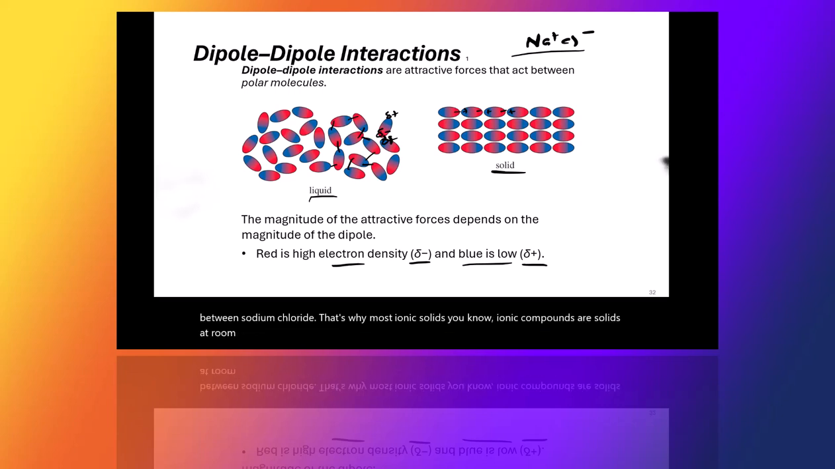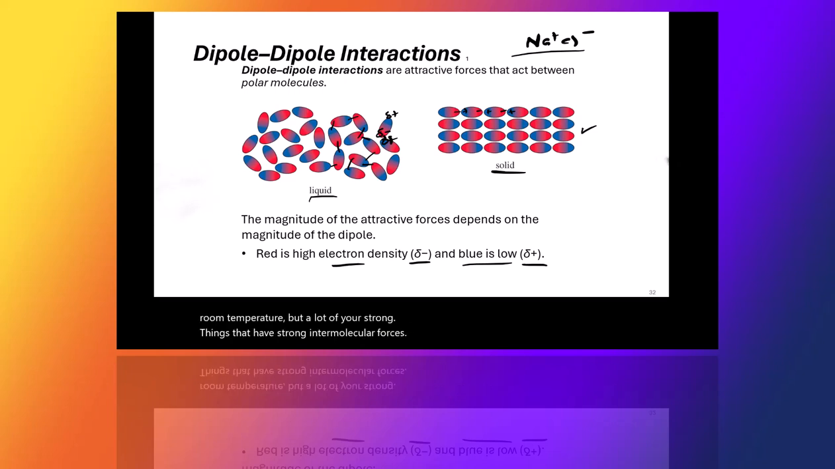But a lot of your strong things that have strong intermolecular forces, like let's say, trying to think of one. I can't think of one right off the top of my head. I should know one that's really easy.